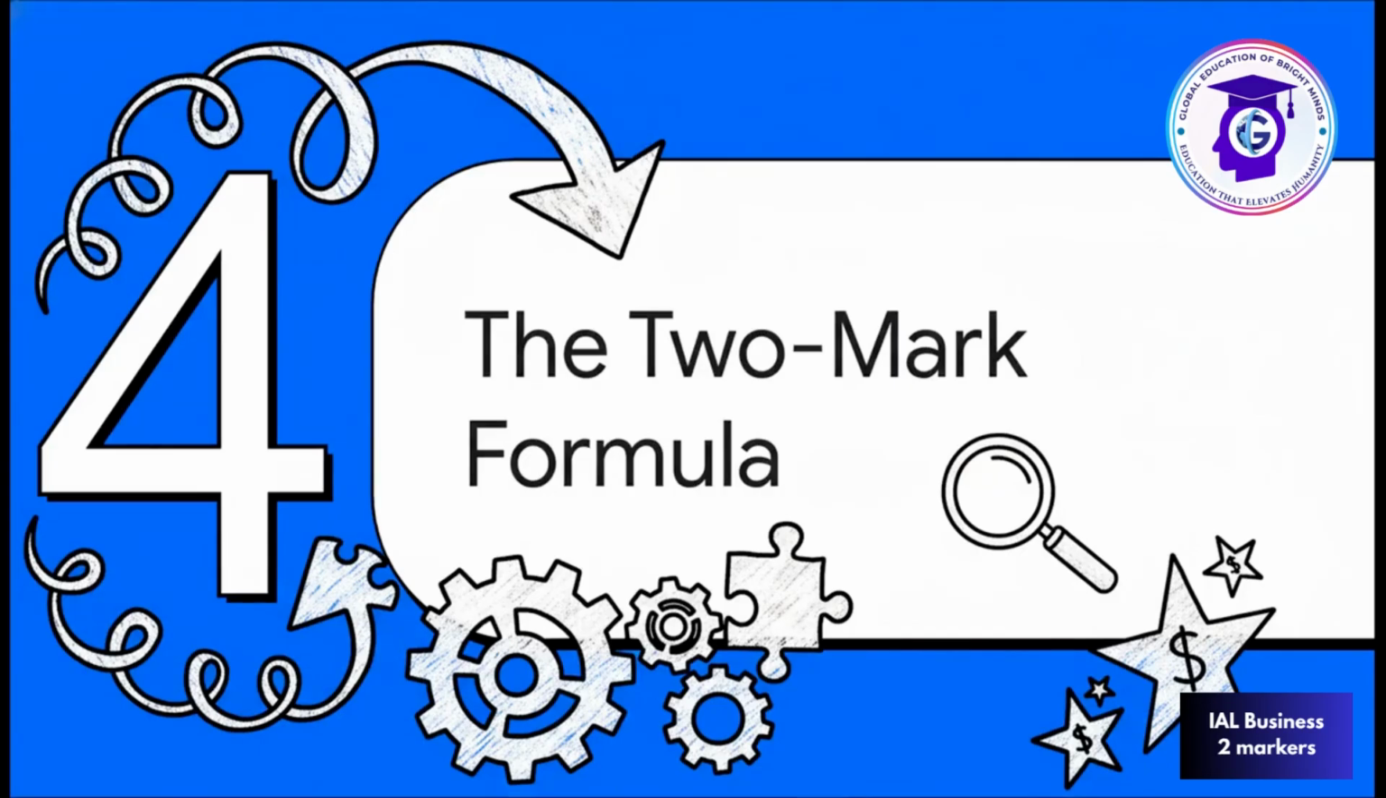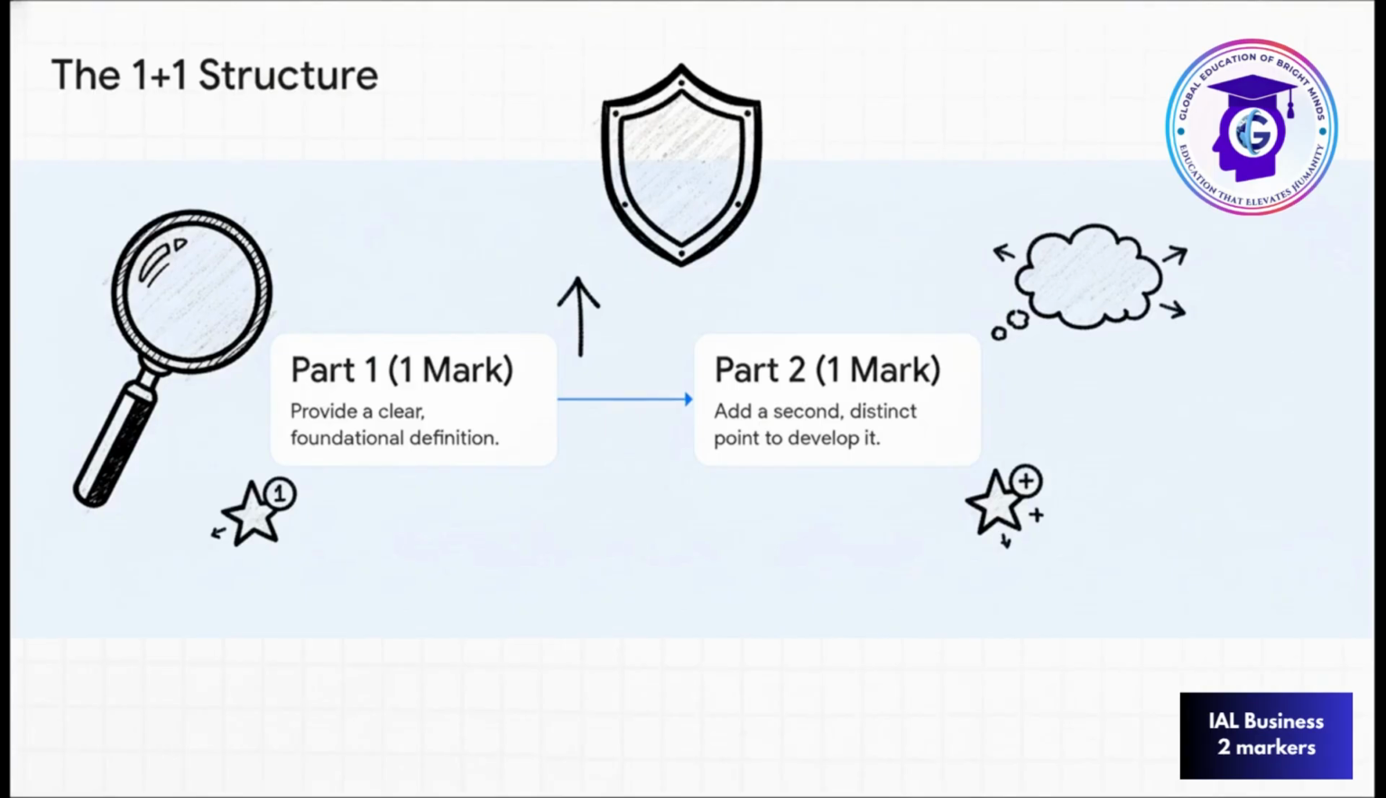So we've seen the traps, we've seen what not to do. Now for the good bit, the solution. There is a simple, foolproof formula you can use every single time to make sure you walk away with both of those precious marks. Here it is. It's a simple 1 + 1 structure, a 2-part answer. First, you give a clear, basic definition. That's your first mark, locked in. Then, you add a second piece of information, a second point that develops or expands on that first idea. And boom, that's your second mark.